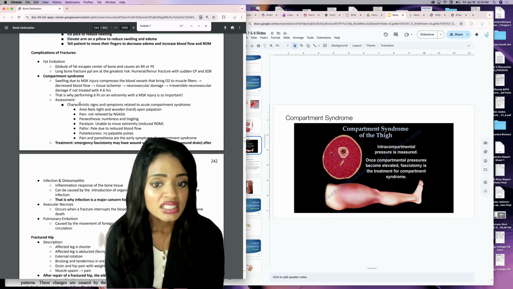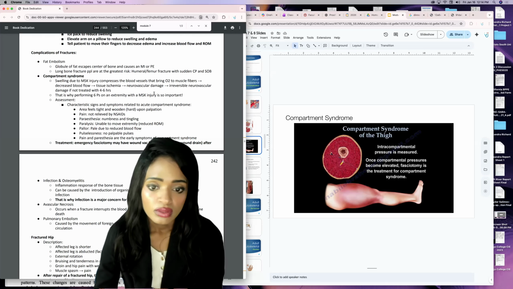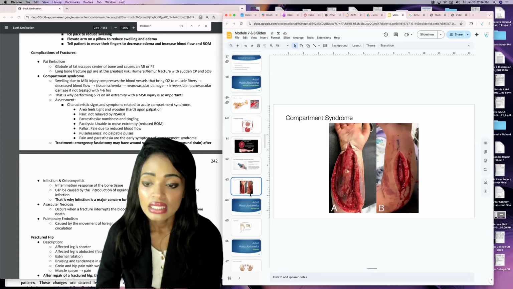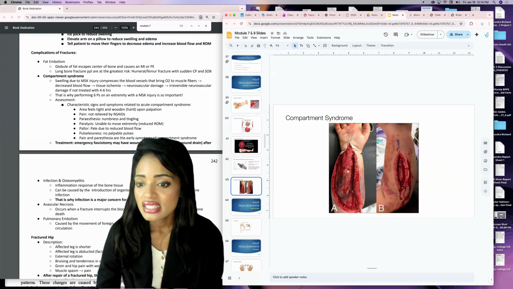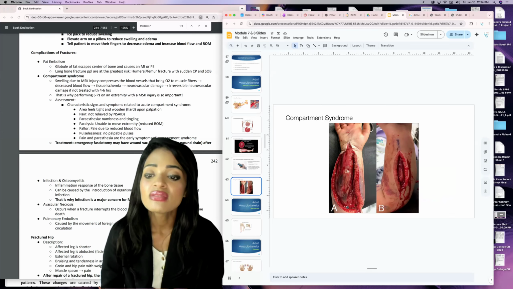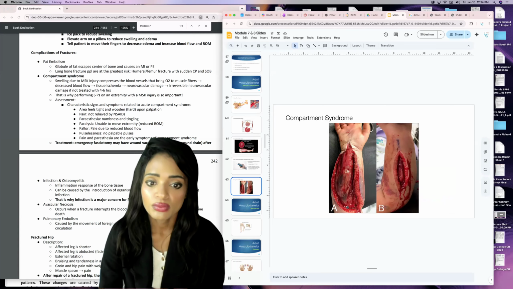Treatment is emergency fasciotomy and maybe a wound vac. So a fasciotomy, they're going to cut into the compartment, and it's not pretty. It is not pretty. This is a fasciotomy. But you can see how swollen that extremity was. And they're going to cut into the compartment to relieve that pressure so that that pressure is off of the blood vessels, and now the muscle tissues can get perfused.